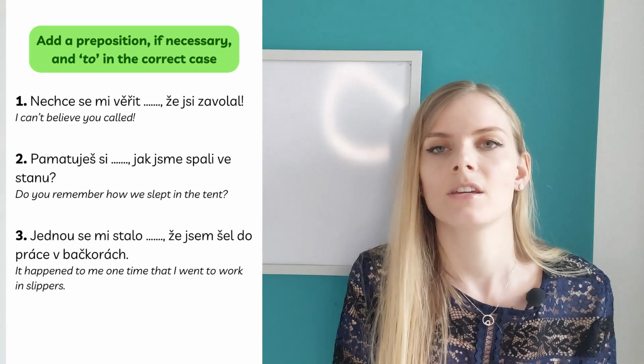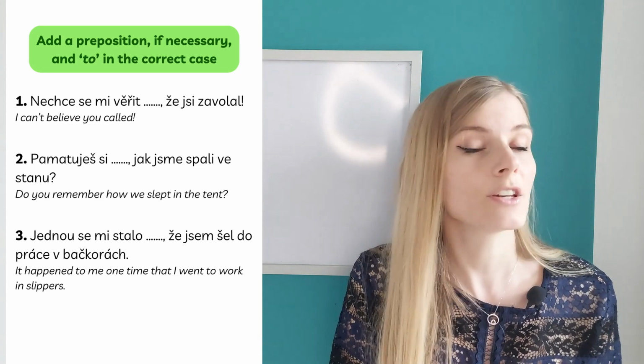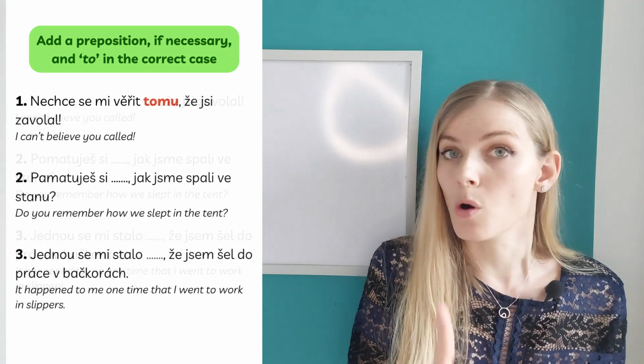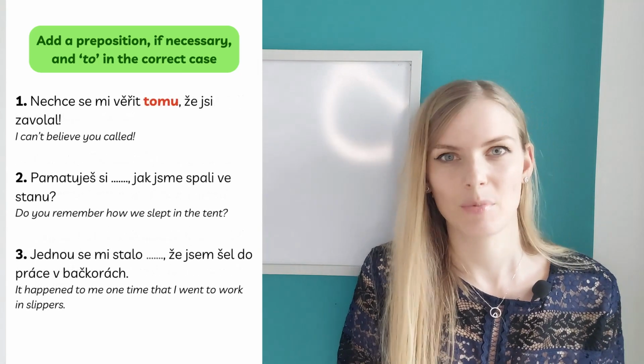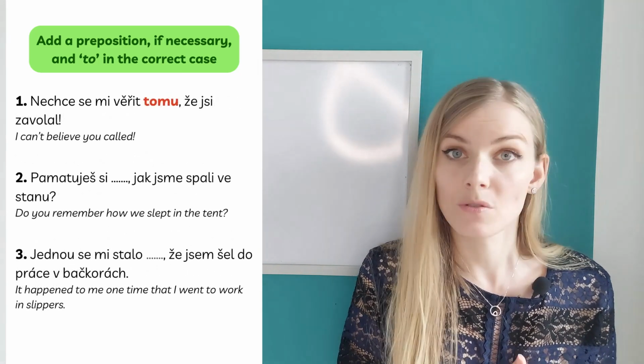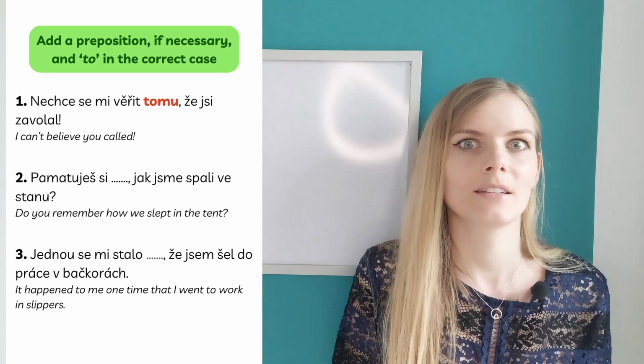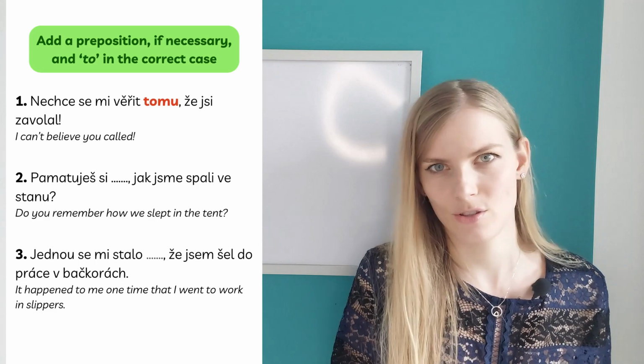Nechce se mi věřit, že si zavolal. Věřit takes dative, so we can say nechce se mi věřit tomu, že si zavolal. Perfect. Number 2. Do you remember how we slept in the tent? Do you remember the time we slept in the tent? Pamatuješ si, jak jsme spali ve stanu?